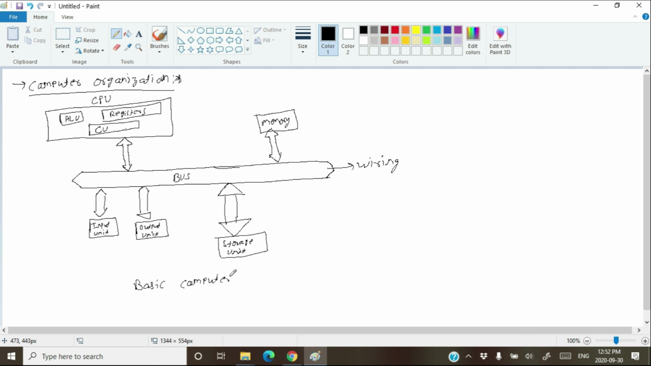So all your files are initially stored on the storage unit. When you double click on that file, then that file goes to the memory through bus, because bus is the wiring. This is the only connection between the storage unit and the memory. Then the CPU accesses that file from the memory through bus. CPU does whatever it has to do and sends it back to the memory. Then from the memory, it goes to the output unit through bus.